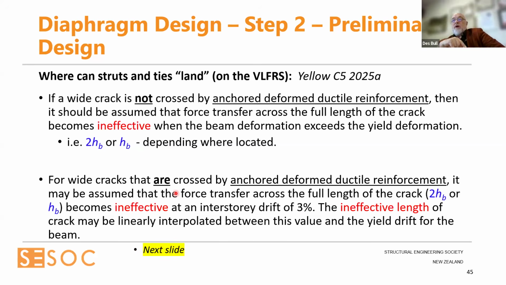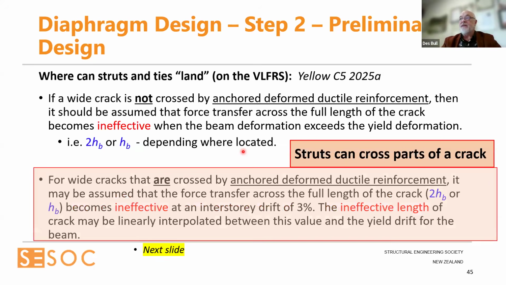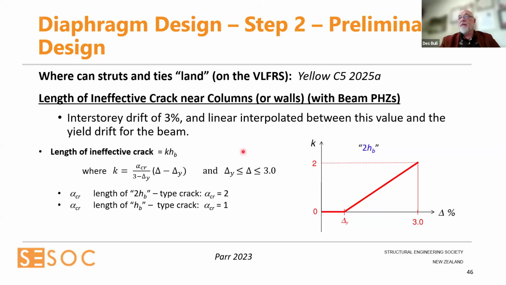On the other side, if the wide cracks are crossed by anchored, deformed ductile reinforcement, it may be assumed that the force transfer across the full length of the crack becomes ineffective at inter-storey drift of 3%. That is, the ineffective length can be linearly interpolated. That's a lot of words. What that actually means is that in certain circumstances, struts can actually transfer through parts of those cracks.